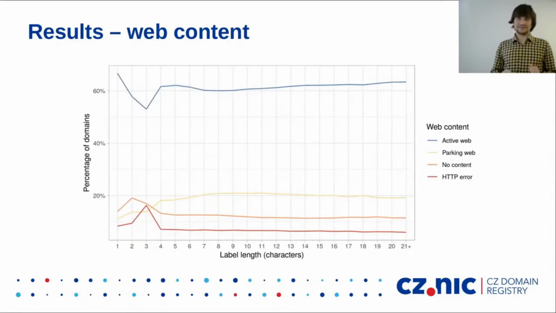We also did analysis of the classification result in relation to domain label length. And here we can spot that 3-letter domains were kind of special because they were less likely to host a non-parking website or to have web content. Basically, we believed it could be explained by the fact that this group of domains is kind of special, like they are often registered for profit or to run a second level registry, etc.